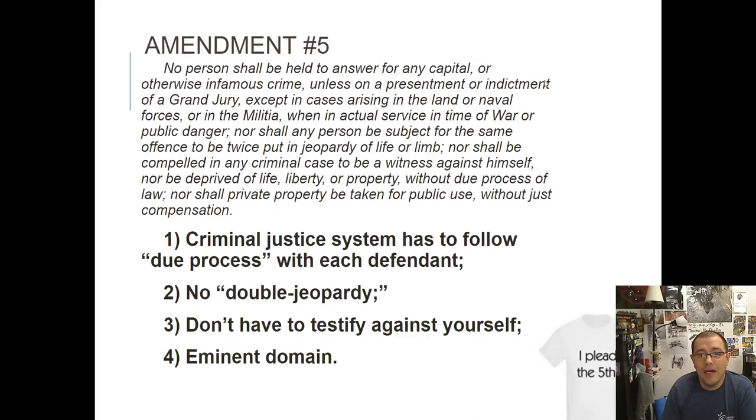Let's move along. All right, amendment number 5. There's a whole bunch of stuff in amendment number 5. I numbered the 4 big ones. Number 1, criminal justice system has to follow due process with each defendant. Whatever that means. Due process essentially means they have to follow a set procedure that they follow with everyone. Anyway, number 2, no double jeopardy, meaning you cannot be charged with the exact same crime twice.